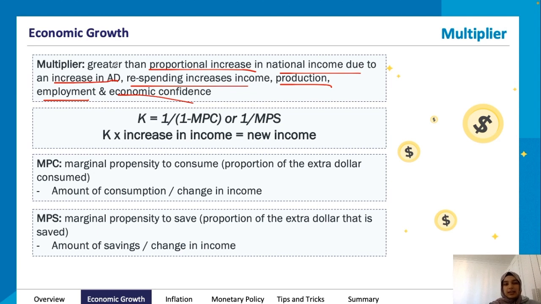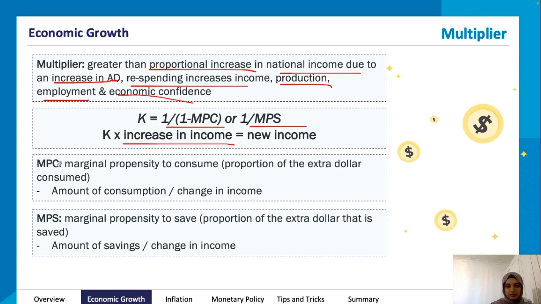So the multiplier equals 1 divided by 1 minus the marginal propensity to consume. Or if you don't have the marginal propensity to consume, you can use the marginal propensity to save, and that's going to be 1 divided by MPS. But even if you didn't have it, you could still figure out what the MPC is just with 1, which I'll show you in a second. So if you want to figure out the new income, which is often what you're asked in HSC questions, you then want to get your multiplier, which you've calculated by either one of these, and you want to times it by the increase in income to get your new income.